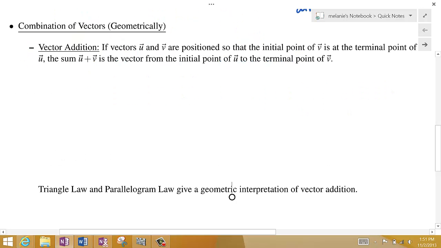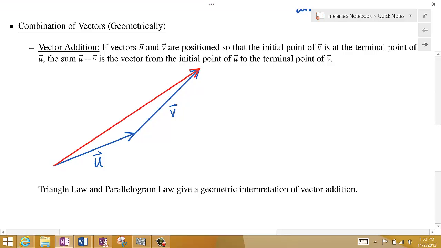I can combine vectors geometrically. I can do vector addition. If I have vectors u and v and I position them so that the initial point of v is at the terminal point of u, their sum is the vector from the initial point of u to the terminal point of v. So here's an example. Maybe this is vector u, this is vector v. Do we see that we have positioned the initial point of v at the terminal point of u right here? So their sum will be the vector from this point here to this terminal point of v, like this. This red vector is called the resultant vector. It is u plus v in this case.